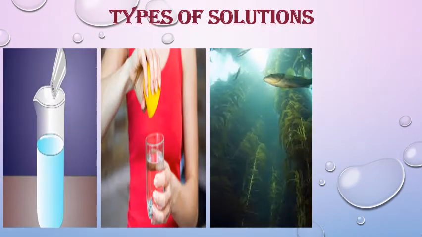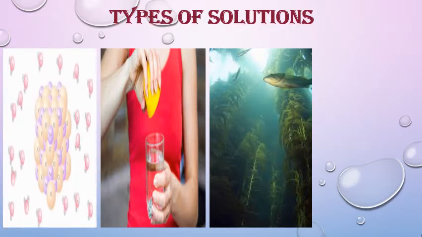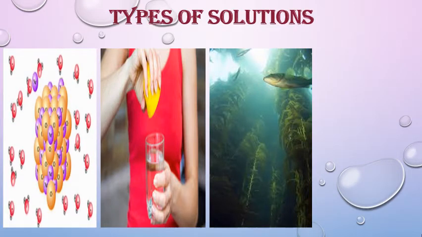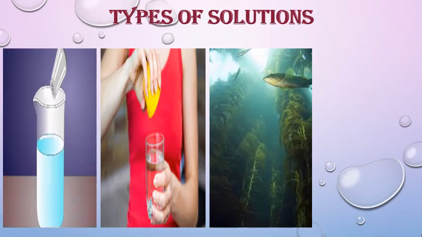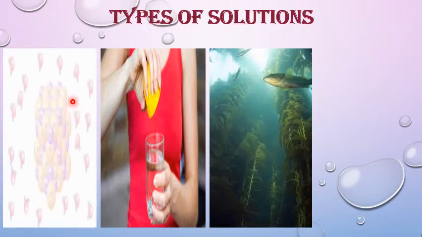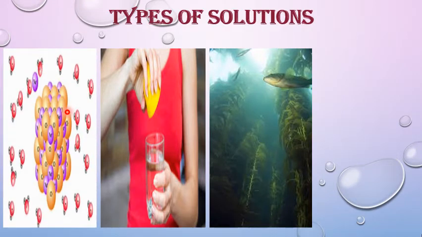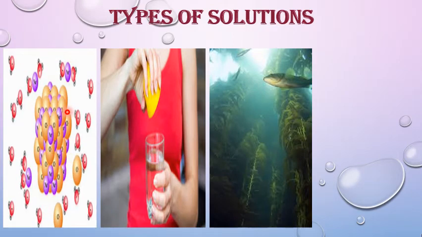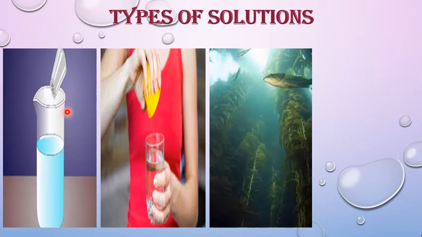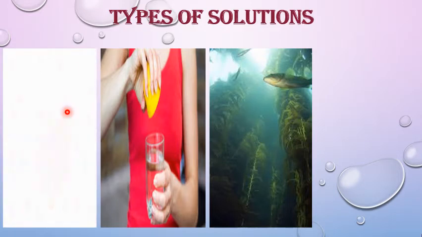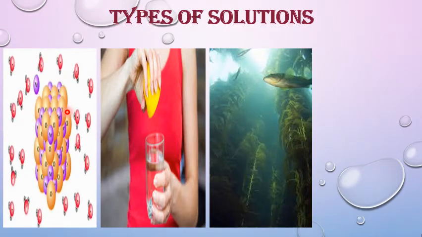Next is different types of solution. When we talk about different types of solution, first is solid in liquid. Like just now I gave you the example. Put salt or sugar in water, and the molecules will dissolve in it. So this is how solid will dissolve in liquid and form a solution. That is solution of solid in liquid.